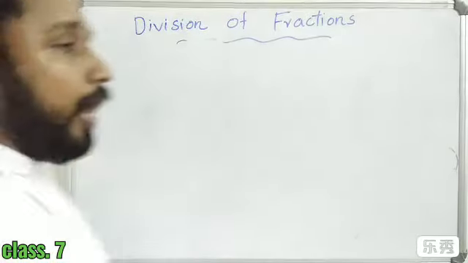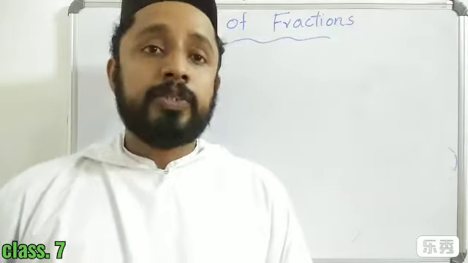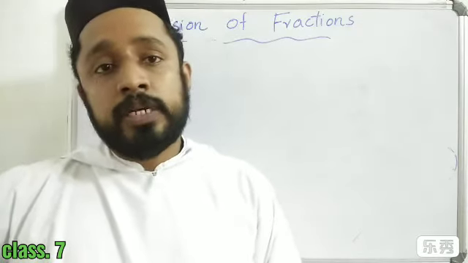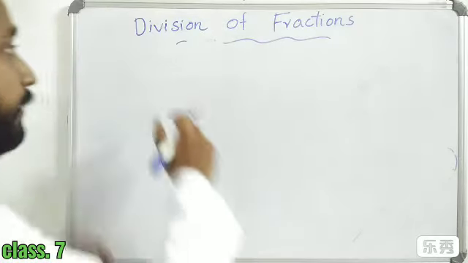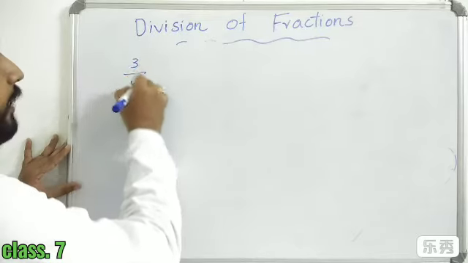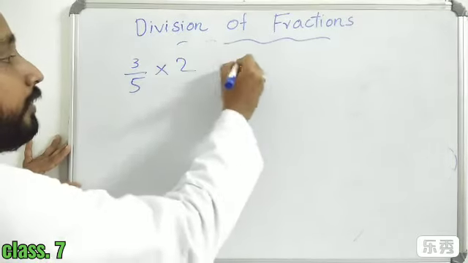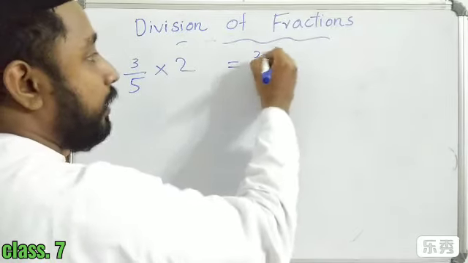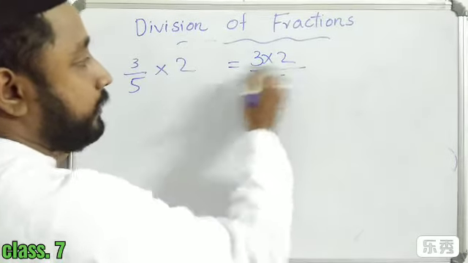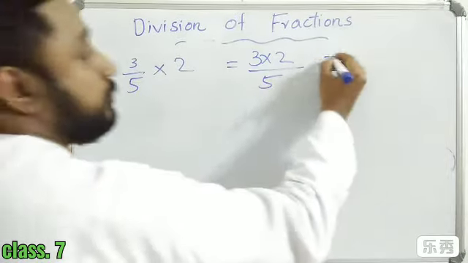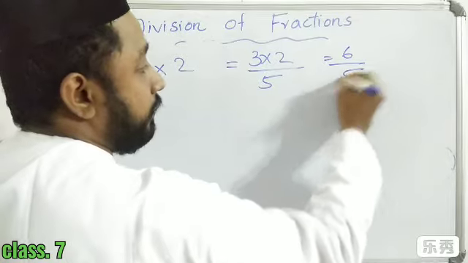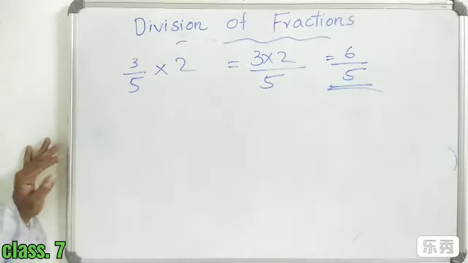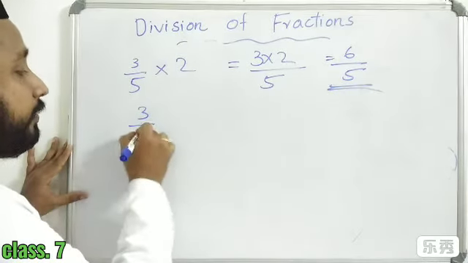Now we are going to study division of fractions. We know how to multiply two fractions. For the multiplication of a fraction and a whole number, what is the rule? We multiply the whole number with the numerator and keep the denominator. That is the first rule. 3 into 2, 6 by 5. That is the answer.